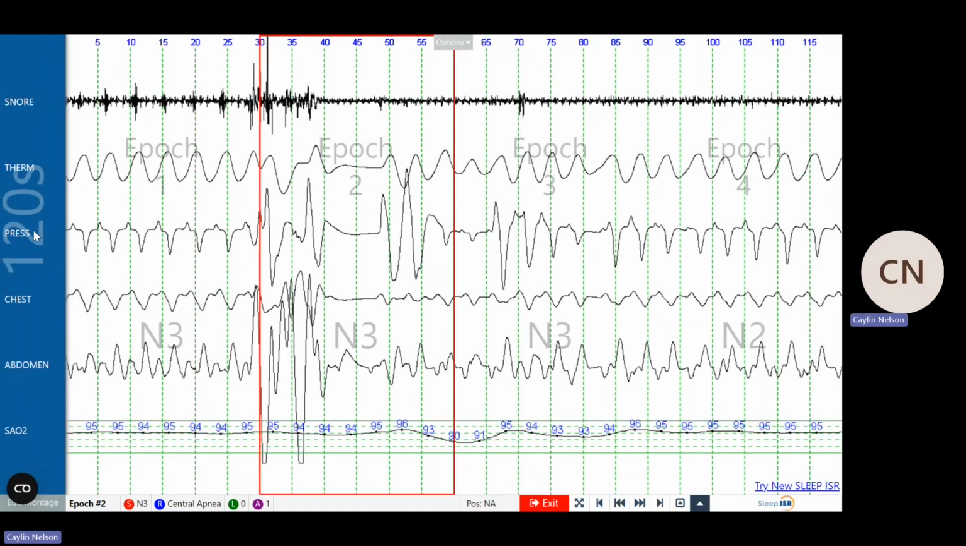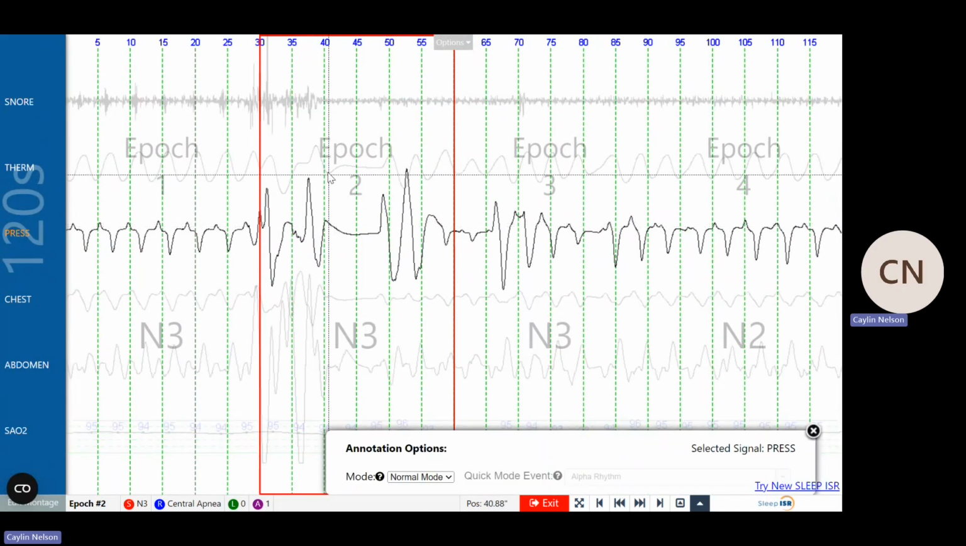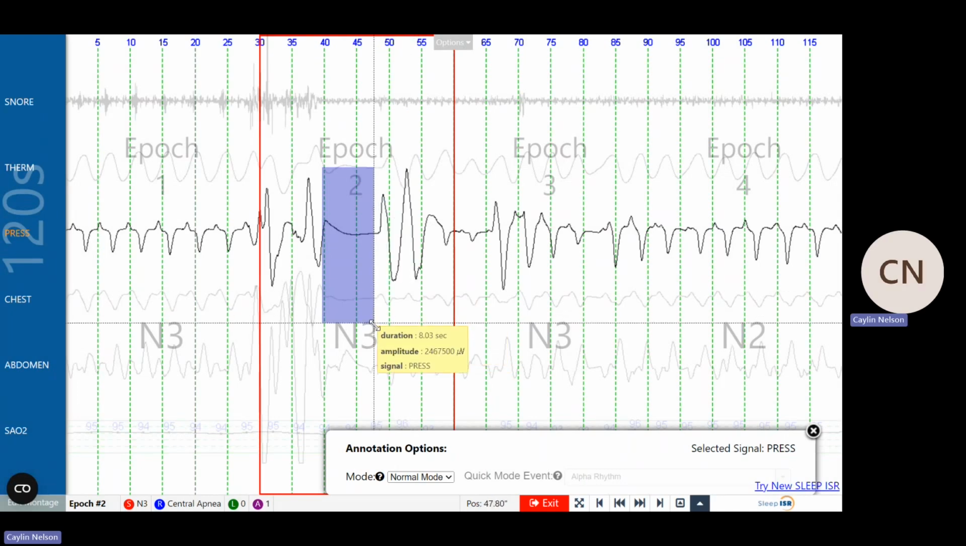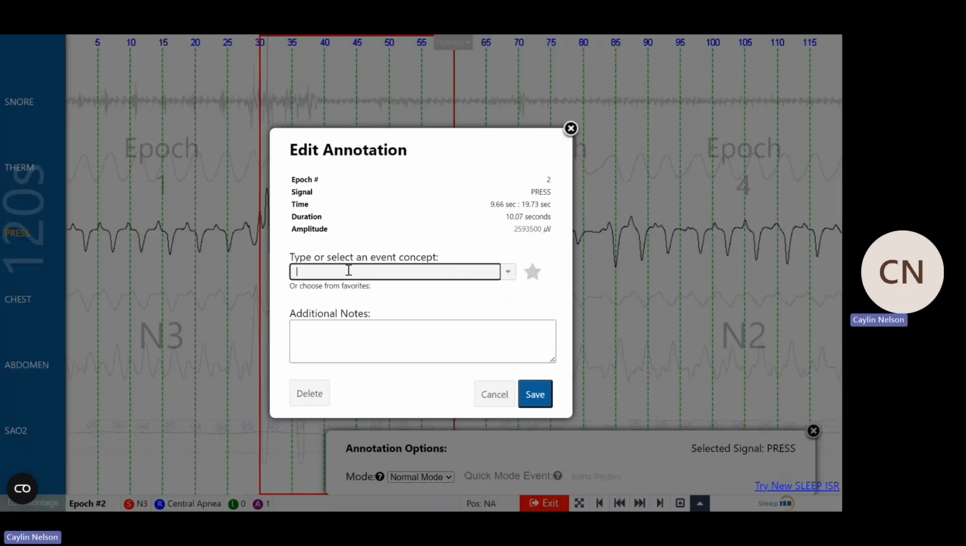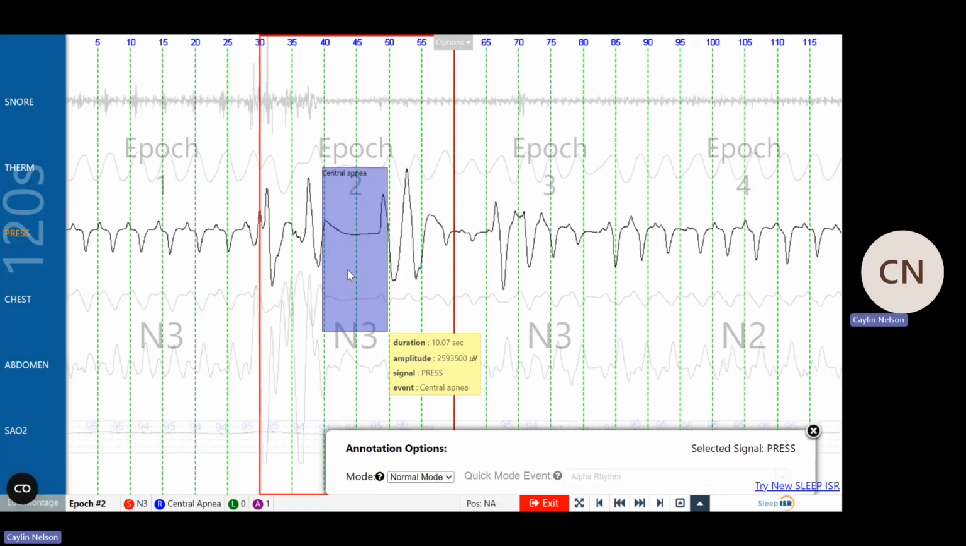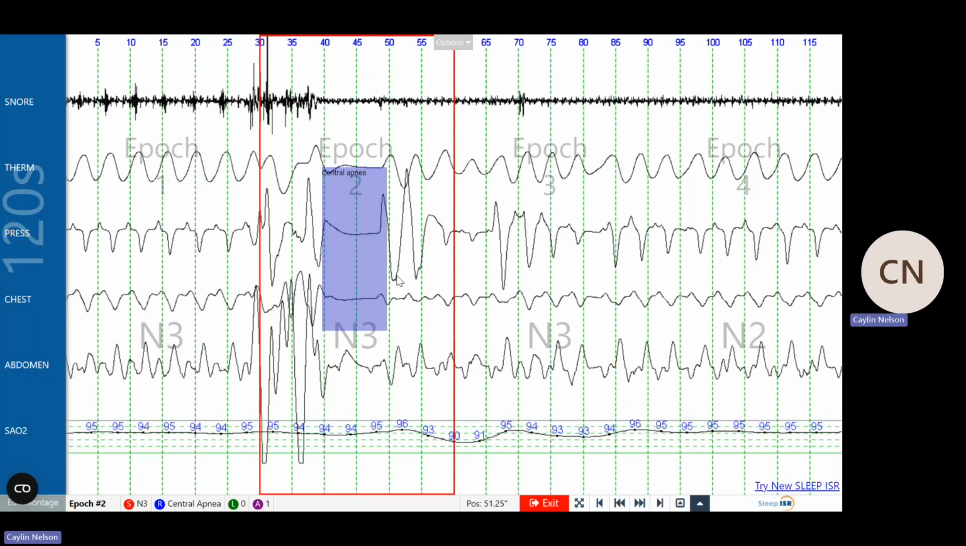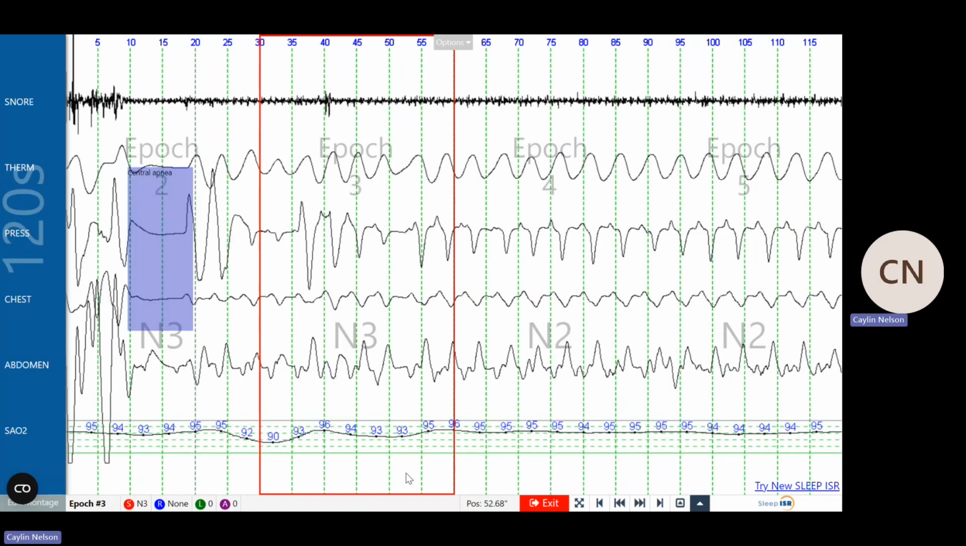and I'm going to highlight it here by highlighting one of the channels, going over it, and then you can just type your different events. For our central apnea, with the tag on each of these notations, you can actually see the duration. So you want to be sure that that's 10 seconds or more for you to score anything. The one thing that all respiratory events have in common is that 10 seconds minimum.